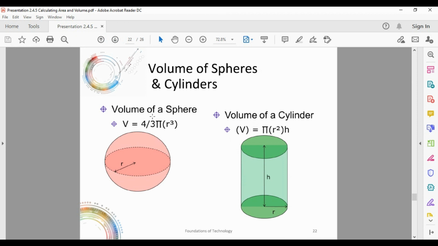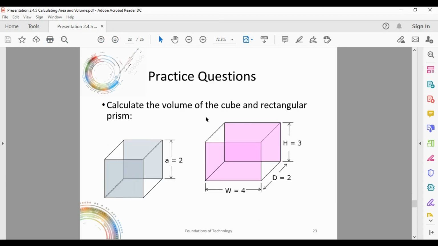The volume of a sphere is 4/3 pi r cubed, and the volume of a cylinder is pi r squared, which is the area of a circle, times its height. So when you go into Math 3 and learn to find volume by base area, you'll see that you calculate the volume of a cylinder and the volume of what's called a prism the same way. So calculate the volume of the cube and rectangular prism.